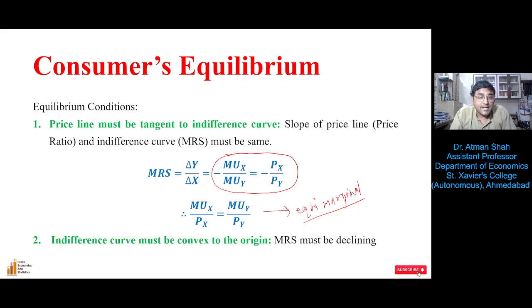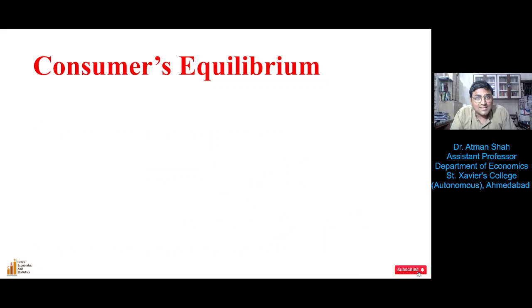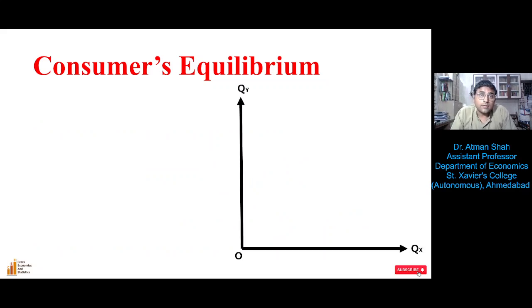The second condition says that the indifference curve must be convex to the origin. That means MRS must be declining. Now let's understand this with the help of a diagram. Let's see at which point the consumer attains equilibrium. So quantity of X is on the X-axis, quantity of Y on the Y-axis. PL is the price line.